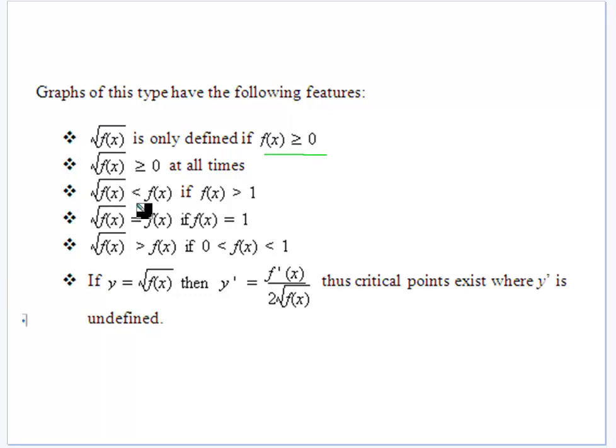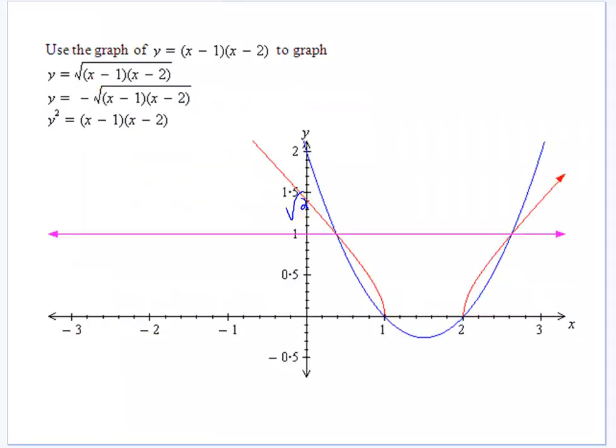The square root of the function is less than the function when the function is greater than 1. They're equal when the function is equal to 1, and the square root of the function is greater than the function between 0 and 1 when it's a fraction. And then you can get the derivative as well. So you can get a first derivative of the graph, but realize that there are going to be critical points where the first derivative is undefined, where the function is undefined.